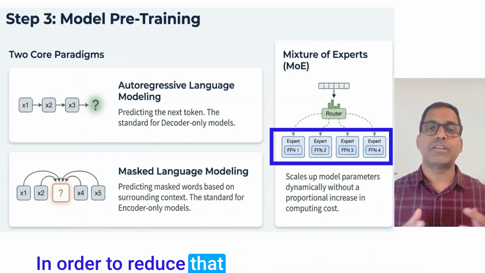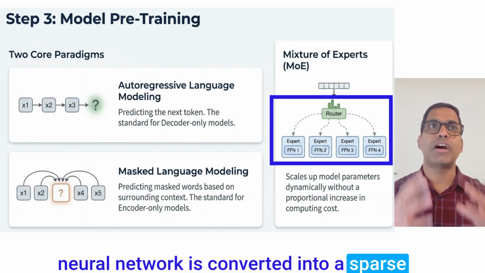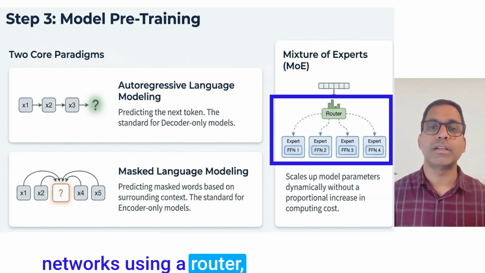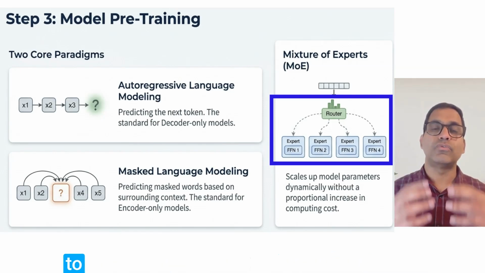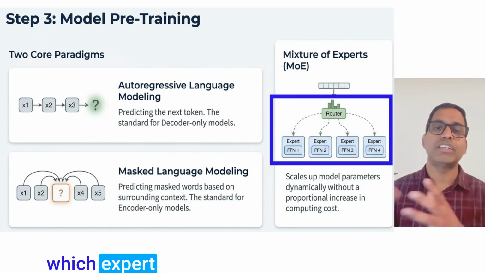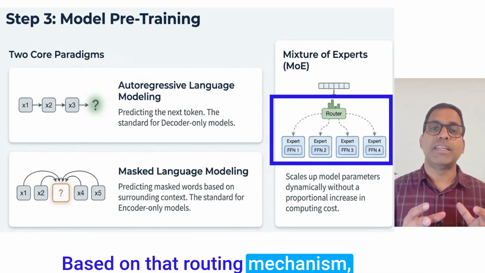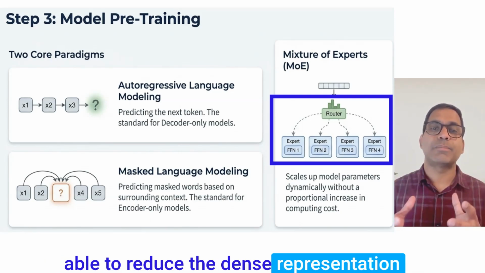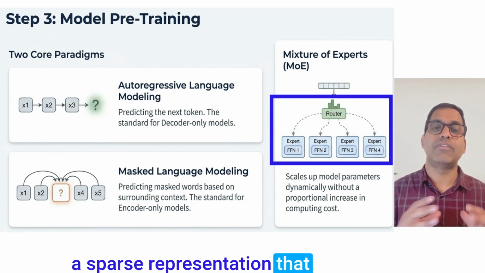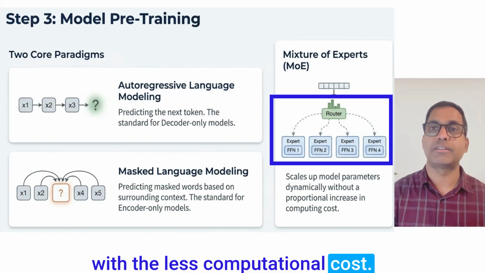In order to reduce that, the dense feed forward neural network is converted into a sparse representation of the feed forward neural networks using a router. The router has the ability to see the incoming tokens and identify to which expert each token needs to be passed. Based on that routing mechanism, it can reduce the dense representation of the feed forward neural network into a sparse representation that will scale up the model parameters dynamically with less computational cost.